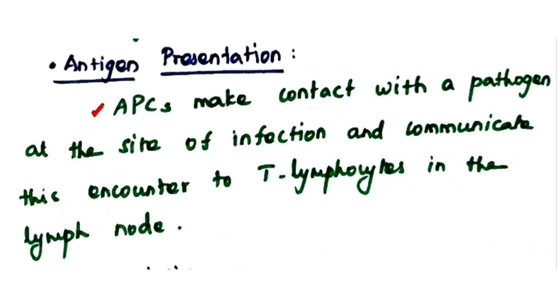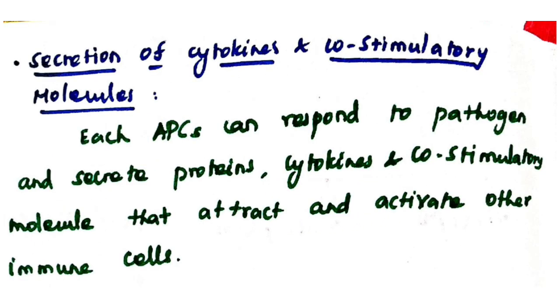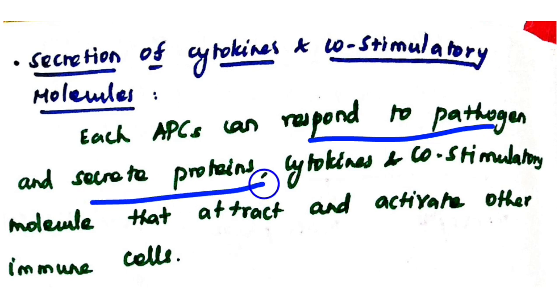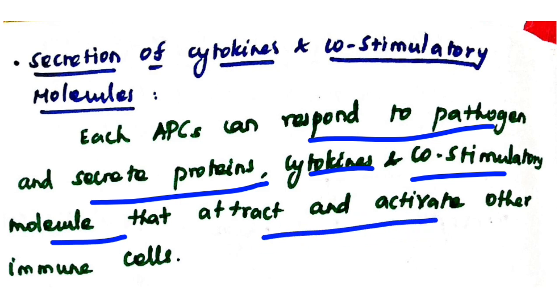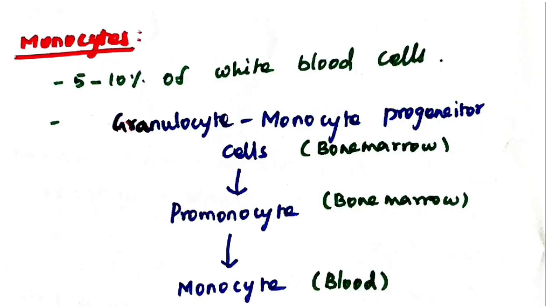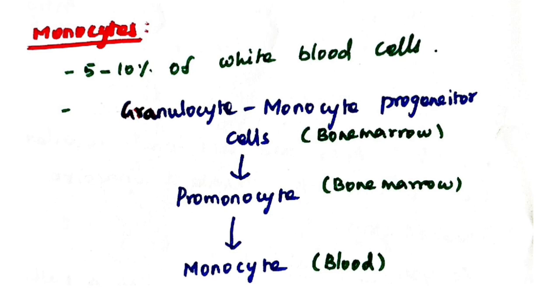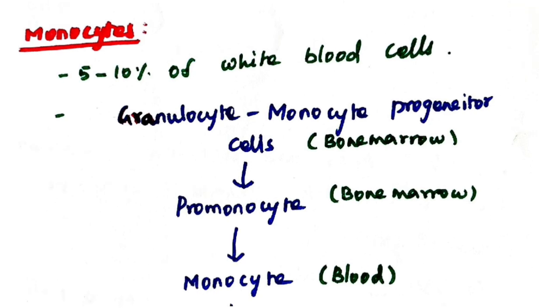Thereby, it initiates the adaptive immune system. Then these antigen presenting cells can respond to pathogens and secrete some proteins, cytokines and co-stimulatory molecules that attract and activate other immune cells. That is, signal molecules attract other cells to the infected area. Okay, now let's see in detail about each type of antigen presenting cells, that is monocytes, macrophages and dendritic cells.